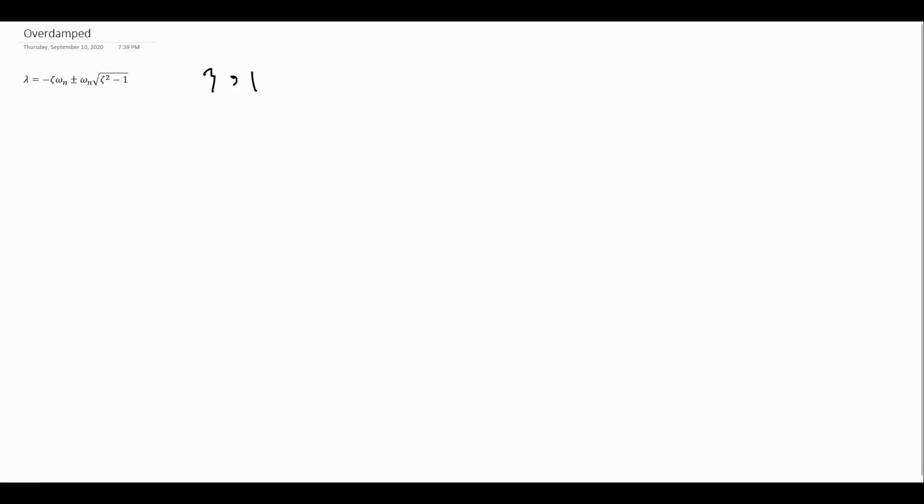Now, I'm going to rewrite this. It's maybe not going to make too much sense at the moment, but in this version of my proof, I am going to take that plus or minus part. Now, this part is real. We know that because zeta is greater than 1, so we're taking the square root of a positive number this time. But I'm going to rewrite this. Let's say here I have omega n square root zeta squared minus 1.